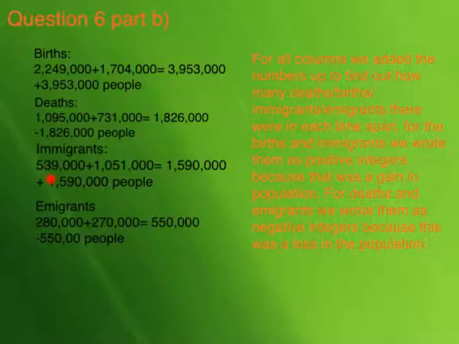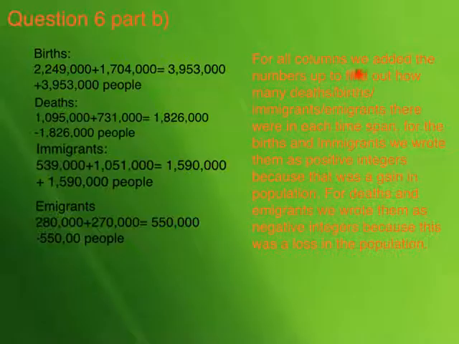Immigrants, 539,000 plus 1,051,000 equals 1,590,000. Therefore, there was an addition of 1,590,000 people. Emigrants, 280,000 plus 270,000 equals 550,000 people. Therefore, there's a decrease of 550,000 people.